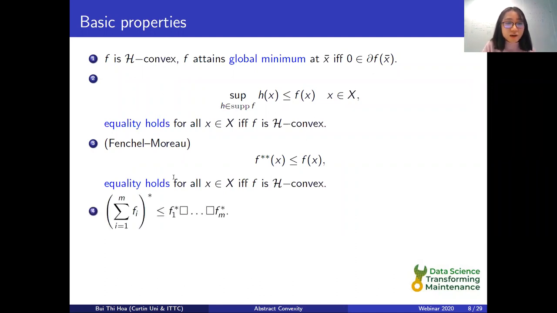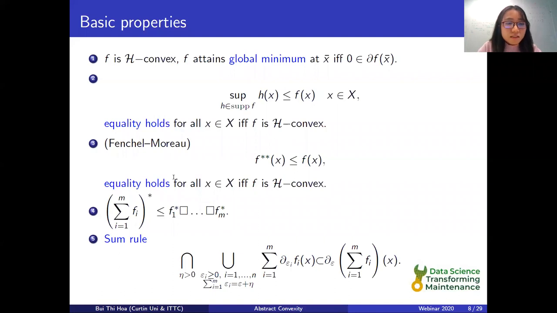And then we have this inequality, which is that the conjugate of the sum is less than the infimal convolution of the conjugates. And then the third one is a sum rule. For this sum rule, we don't have the exact equality here. We only have the inclusion of the sum of subdifferentials in the subdifferential of the sum. So these are very basic properties of abstract convex functions.